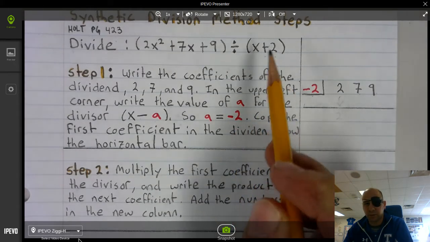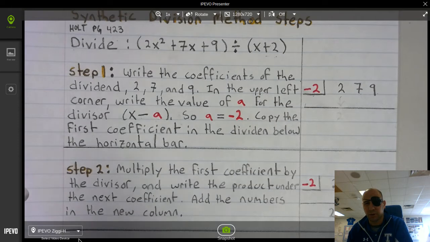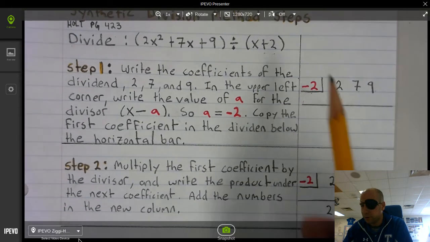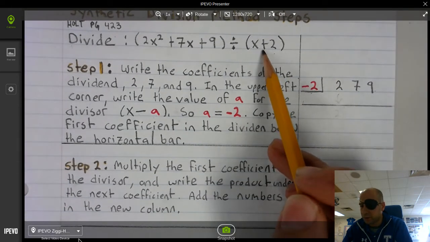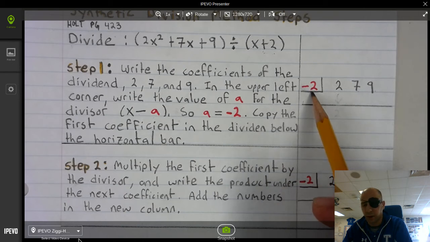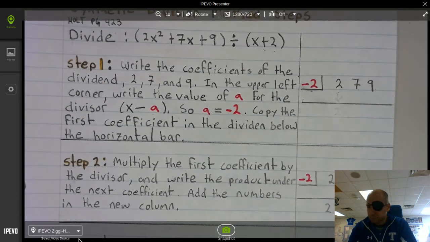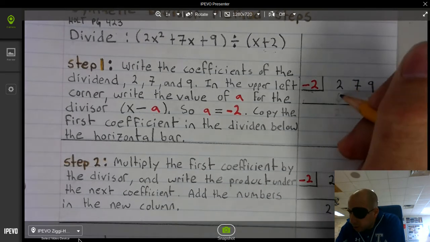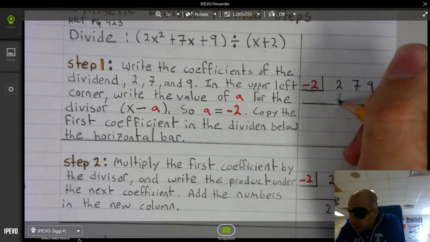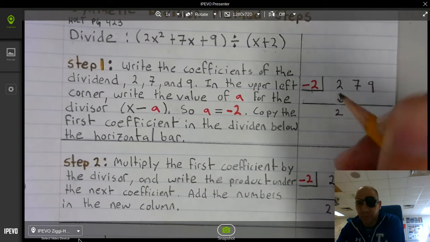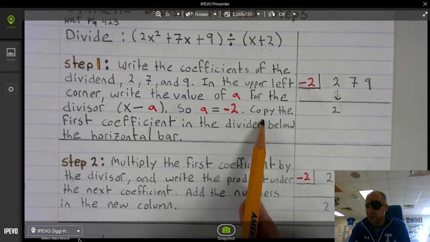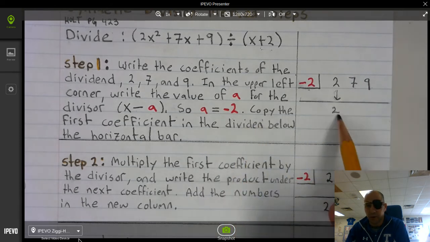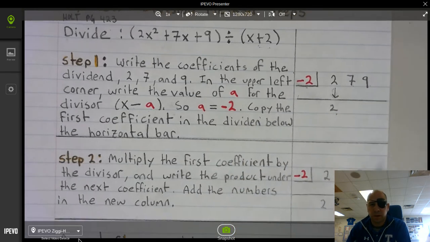If you have trouble grasping that, just know that when you do synthetic division, you change the sign. So if this is plus 2, you divide by negative 2. Okay, and we'll talk more about that in class. All right, so now copy the coefficient in the division below the horizontal bar. They say copy, I'm going to say bring down the 2. So that's basically what this sentence is saying. Take the 2 and bring it down.